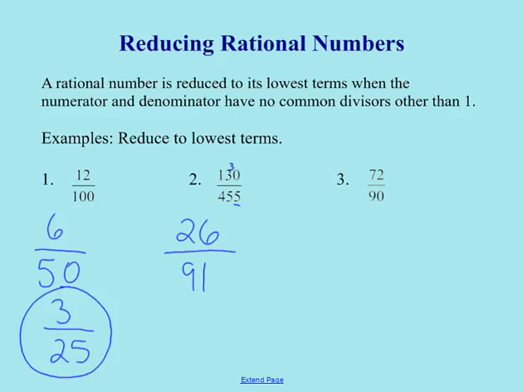If you think of divisors of 26, 2 probably pops into your mind right away, and 2 times 13 is 26, but 2 doesn't go into 91. However, 13 does go into 91. 13 times 7, 21, carry the 2, 91. So 13 is a common divisor of both 26 and 91. 13 goes into 26 twice, and into 91 7 times. So our original fraction of 130 over 455 can be reduced to 2/7.